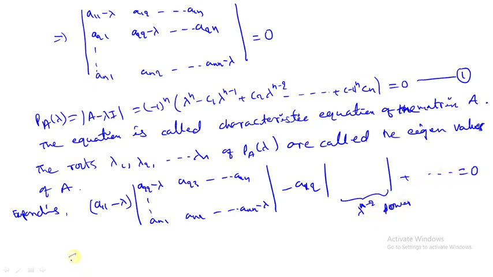Now similarly, if you go for this one, a11 minus lambda, again find the determinant. That means a22 minus lambda into, remove this row and this column.